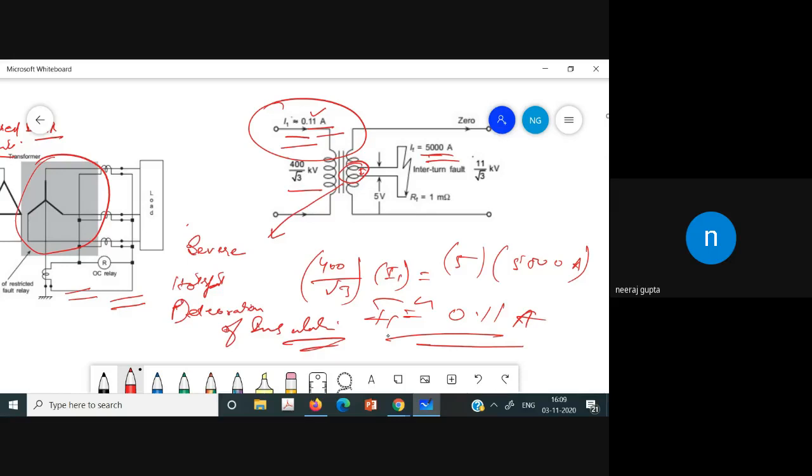If the interturn fault is there, we cannot detect it with the differential relay. So it can be detected by purely non-electrical means. One relay which is used for that very purpose, to detect the fault purely by non-electrical means, is known as the Buchholz relay. Now we can discuss the Buchholz relay. So what is that relay?